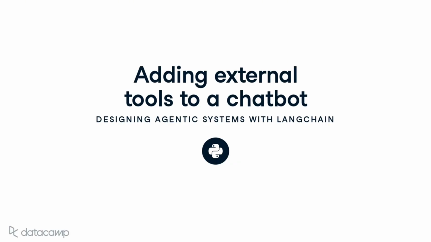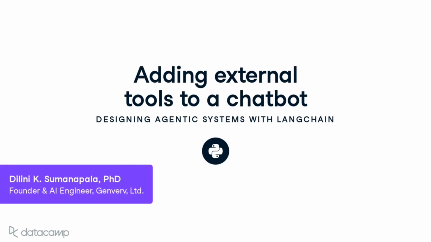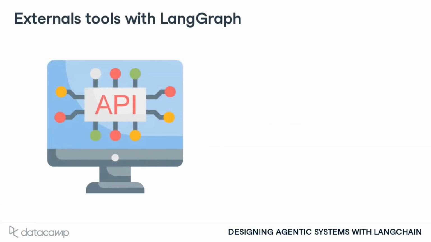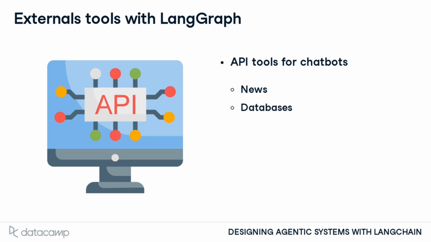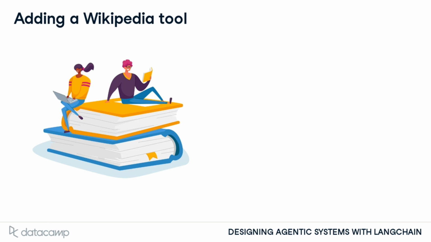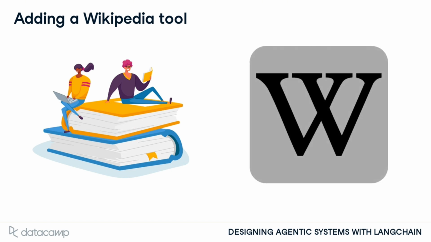Now that you're familiar with basic chatbots, let's try incorporating an external API tool into our chatbot. Tools with API capabilities help augment chatbot agents by enabling access to external resources, such as news sites, databases, social media, and many others. Using LangGraph, let's expand our education chatbot's knowledge by including a Wikipedia API.